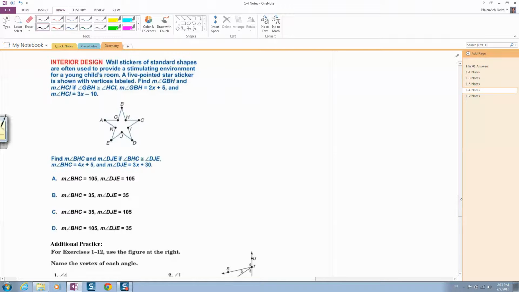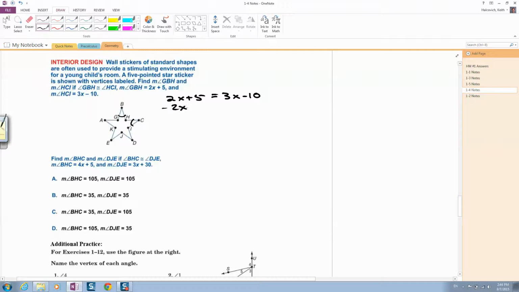All right, so the next question says interior design. It says the 5-pointed star sticker is shown with vertices labeled, and it says GBH and HCI. That's what you want to find. So you want to find this one and this one, and it says they're equal. And so since GBH is 2x plus 5 and HCI is 3x minus 10, and they're equal, you set them equal to each other.